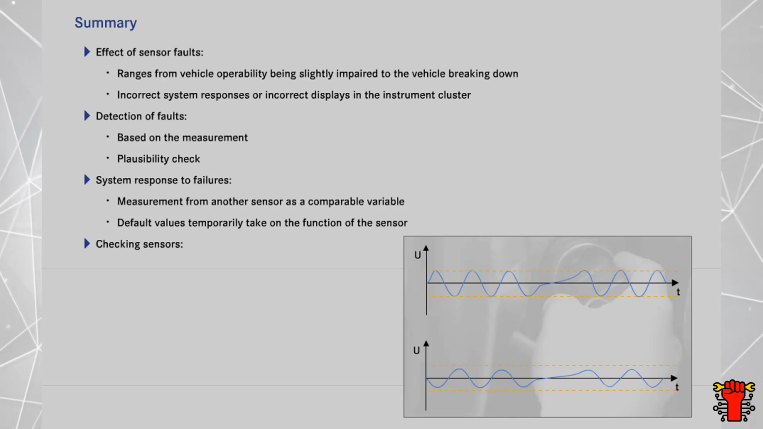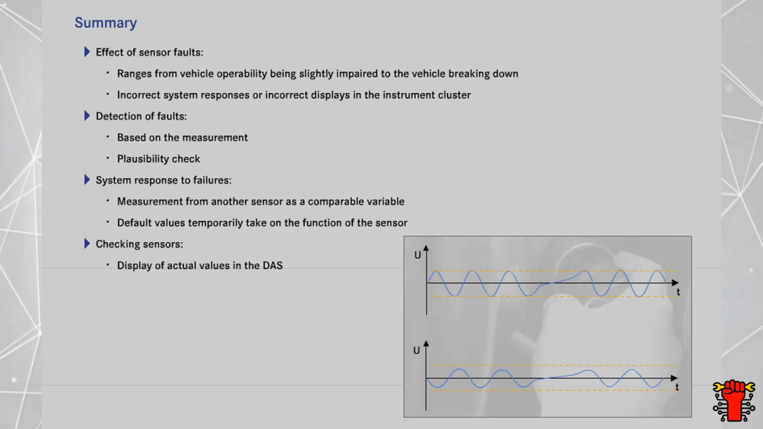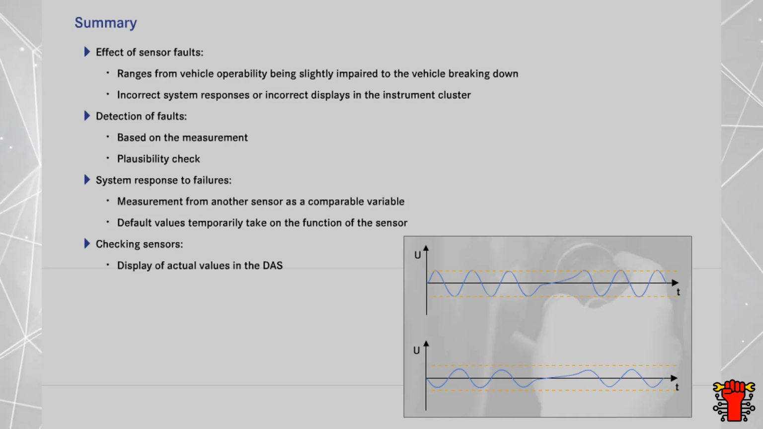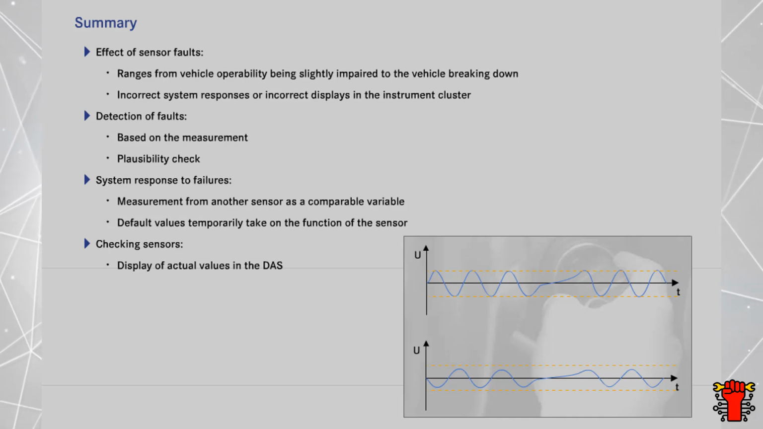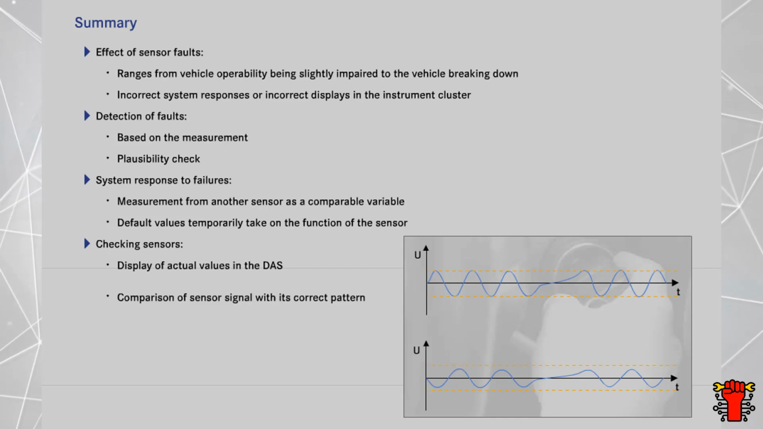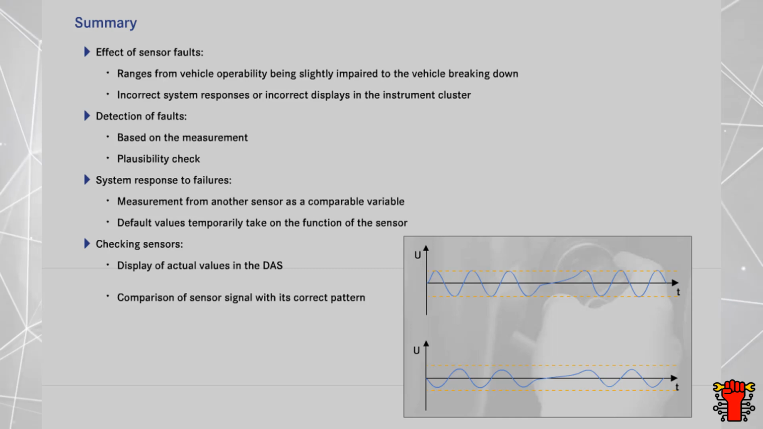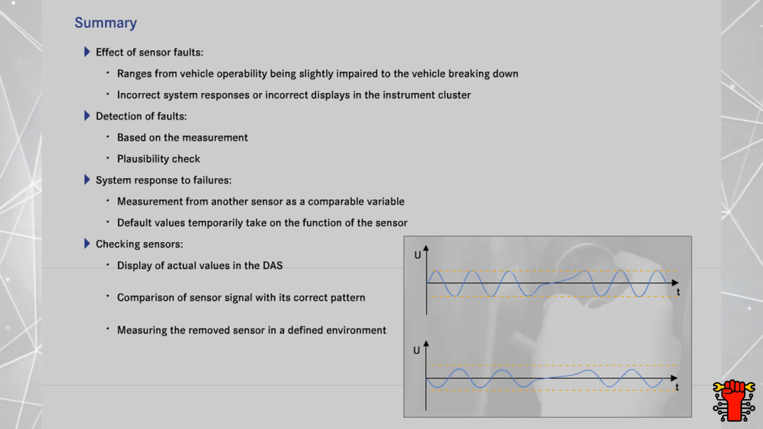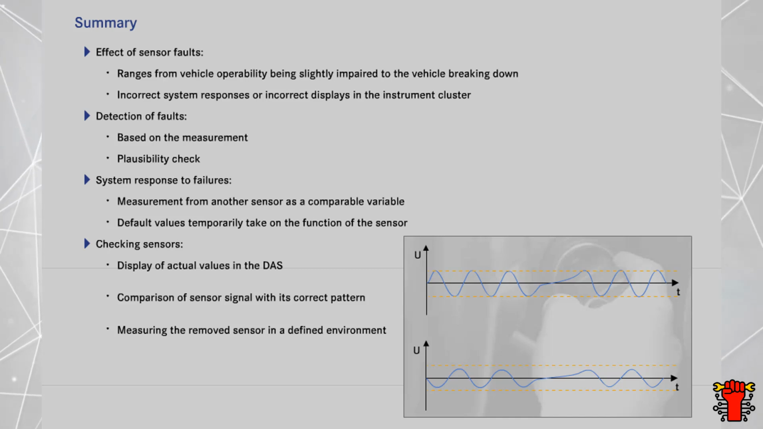Sensors can be checked in a variety of ways. By displaying the actual values of the sensor in the DAS of Star Diagnosis while it is installed. By comparing the sensor signal with the correct pattern in the Star Diagnosis diagnostic tool. By removing the sensor and measuring it in a defined environment.